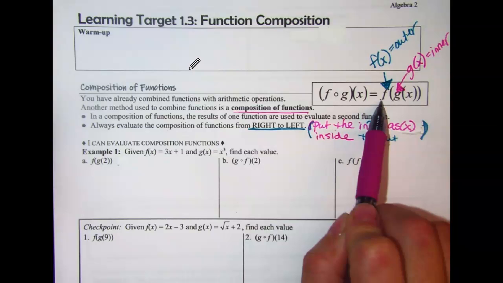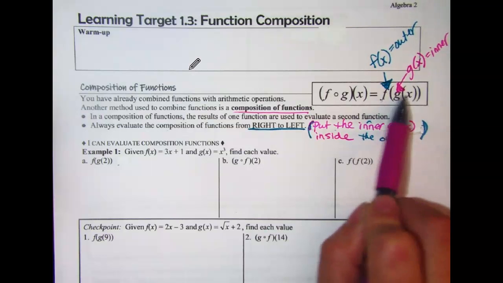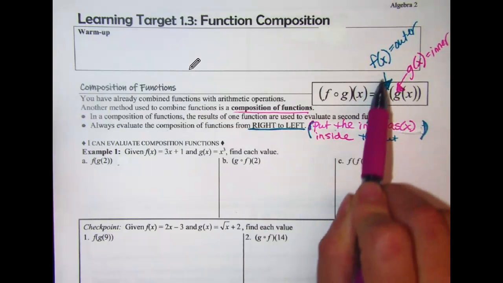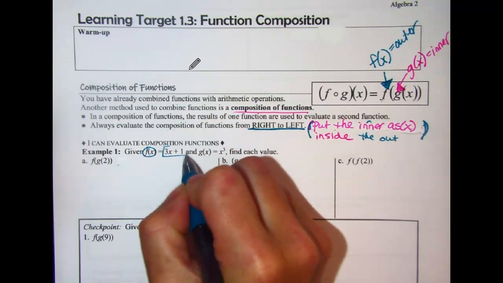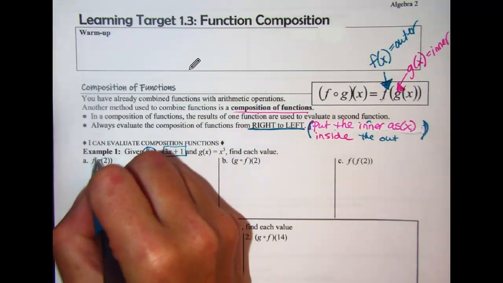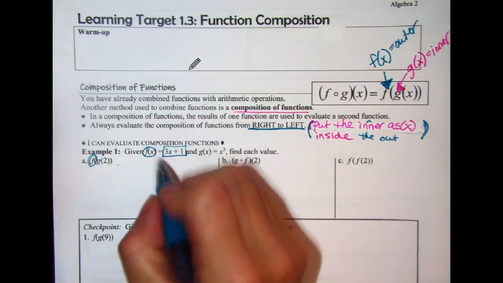But again, the one on the outside is the outer function, and the one on the inside is the inner function. So we always take the inner function and we plug it into the outer function. That's basically what that last bullet point means. So we're going to look at evaluating a composition of functions. We have two of them. I'm going to look at f here. This is my f of x. And this is my function, okay? If you notice here, this is my outer function. So we're going to be plugging something into this f function for our x.